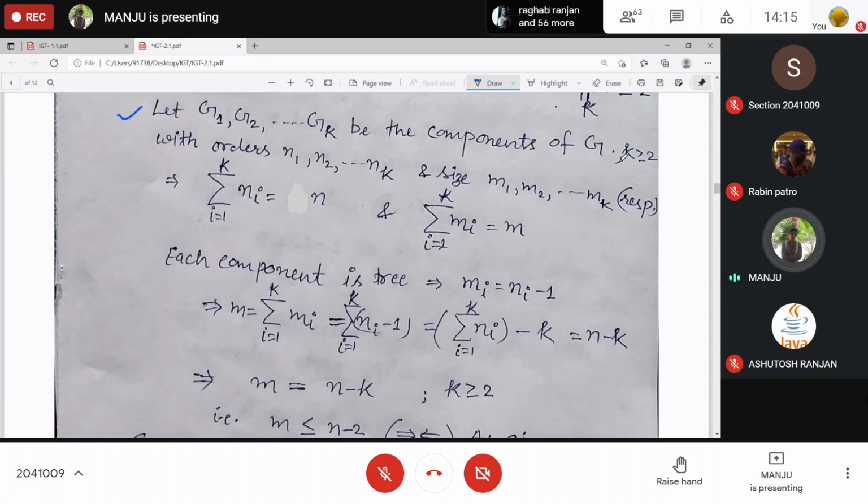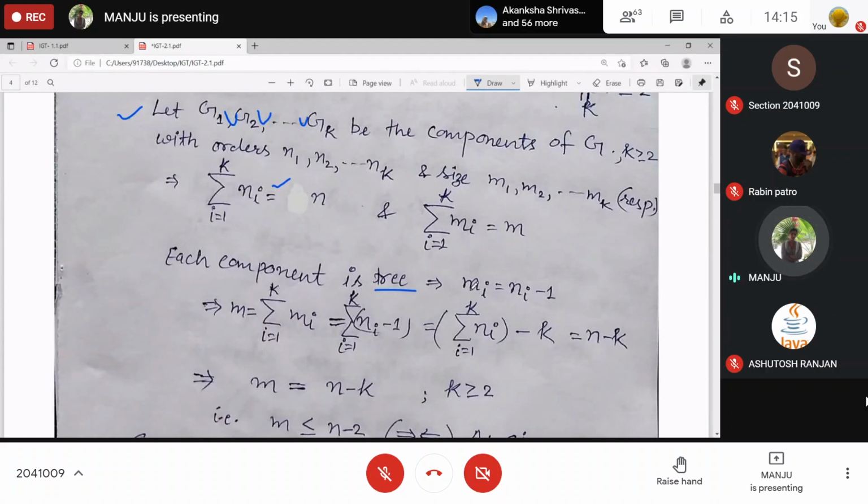Take k components of the forest, with each order as ni and each size as mi. The total of the sizes gives you the size of the forest, and this one is the total order, that will be the sum of all vertices in each component. Because the forest is G1 union G2 union, and so on, k components, right? And every component is a maximal connected subgraph. So connected, and no cycle is present because of the forest. So every component is a tree.